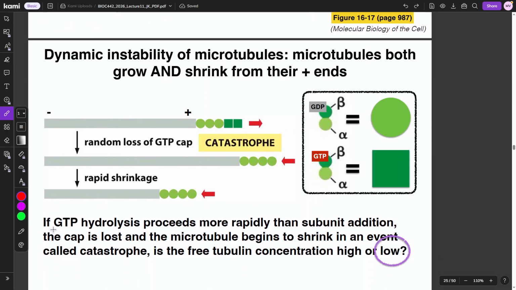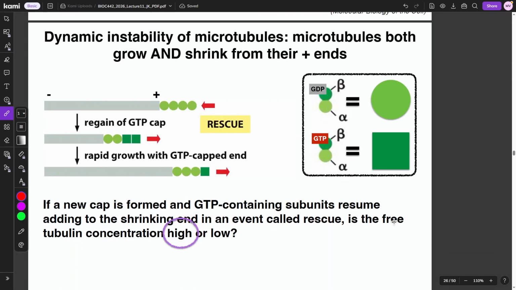For this question here, if GTP hydrolysis proceeds more rapidly than subunit addition. Okay, so there's more hydrolysis, which means that it's more likely to dissociate, and it dissociates faster than subunits add. So basically the cap is lost and it begins to shrink. Is the free tubulin concentration high or low? Well, it's going to be low in this case because remember, the rate of depolymerization is faster than the rate of polymerization. So because of that, we can say that we were probably at a low concentration of tubulin.